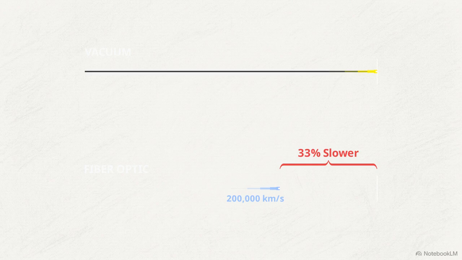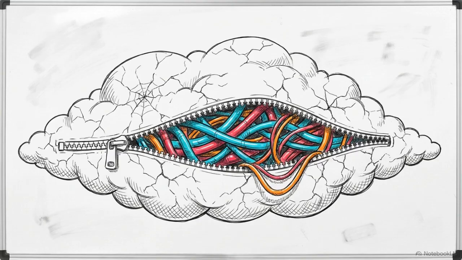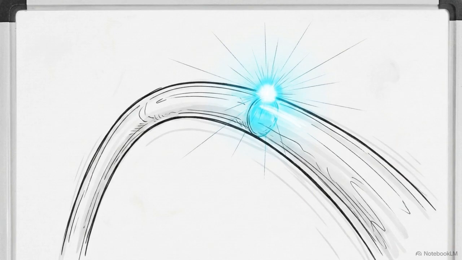This exposes the absolute physical limit of the internet. Light traveling through glass moves at roughly 200,000 kilometers per second, which is about a third slower than light moving through a vacuum. The cloud is a convenient myth that masks millions of miles of ocean floor glass. Ultimately, the laws of physics dictate the absolute floor for how fast global communication can be.